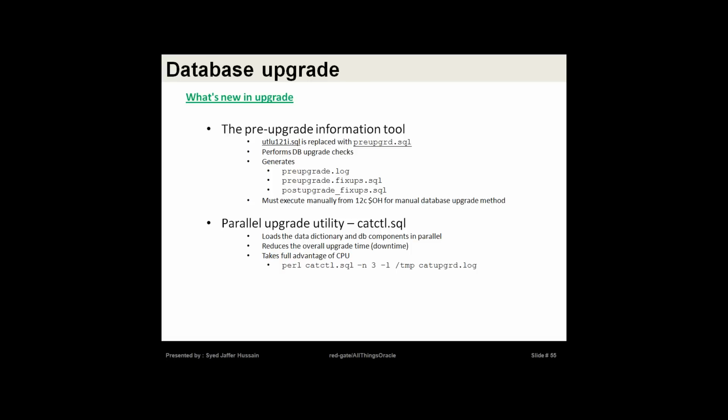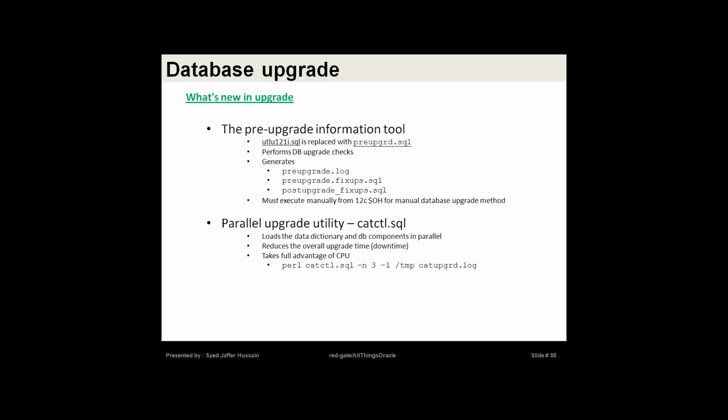Okay, let me talk about some of those new features introduced with the upgrade process. The first one is the pre-upgrade information tool. If you remember, if you are going to perform your database upgrade manually, there used to be a script that you run in order to know what things you are missing for this upgrade. For example, cleaning your recycle bin, collecting statistics on your fixed or dictionary tables, or maybe what those invalid objects are and all those things.